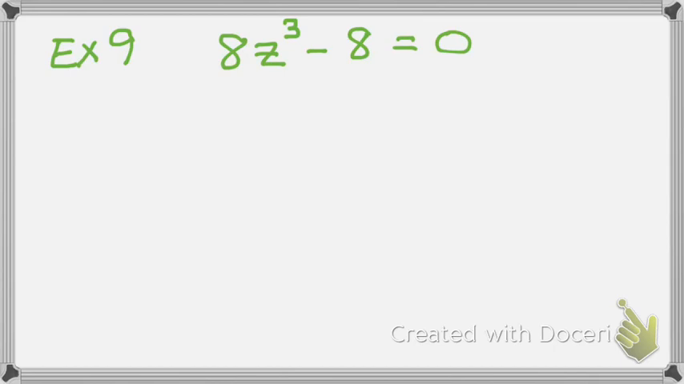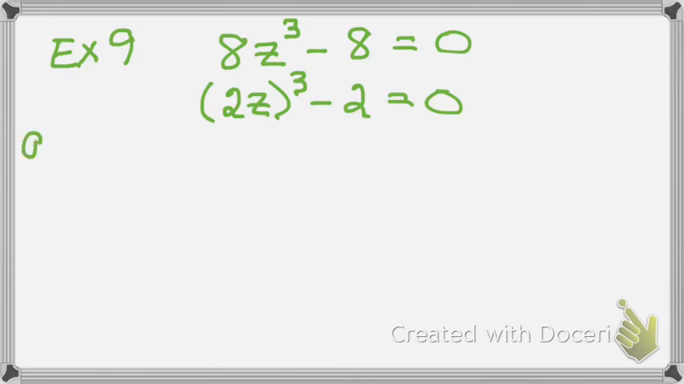All right, so do they have nice cube roots? They do. It's going to be 2, right? 2 times 2 times 2 is 8. Does everybody agree with that? Okay, so that means that I can rewrite this as 2z cubed minus 2 equals 0.